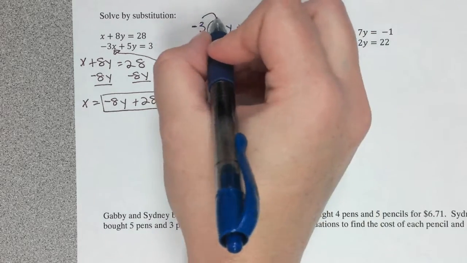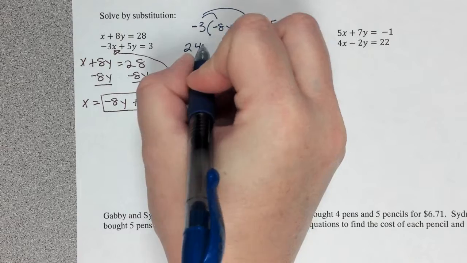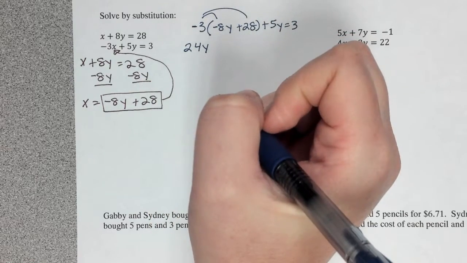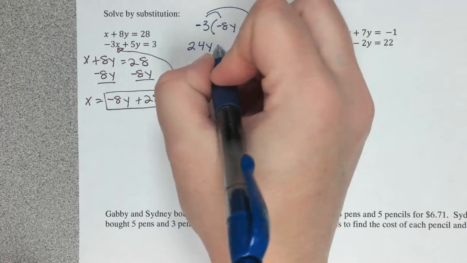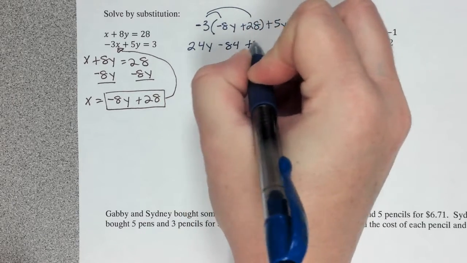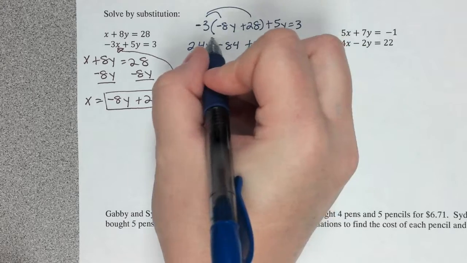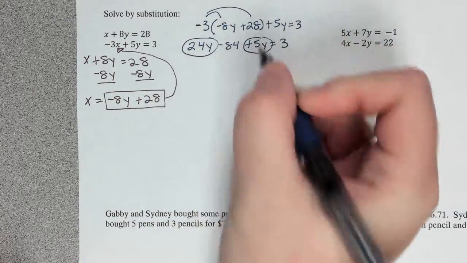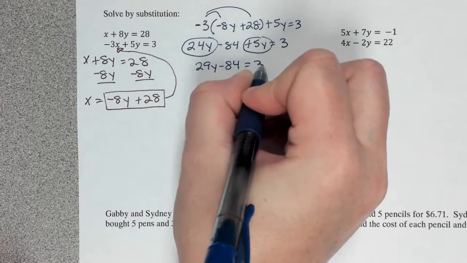Okay, and now I have to distribute. So 24y. This guy needs a calculator. That's a little much. 28 times negative 3 gets me negative 84 plus 5y is equal to 3. Now I combine like terms. So I have 29y minus 84 equals 3.